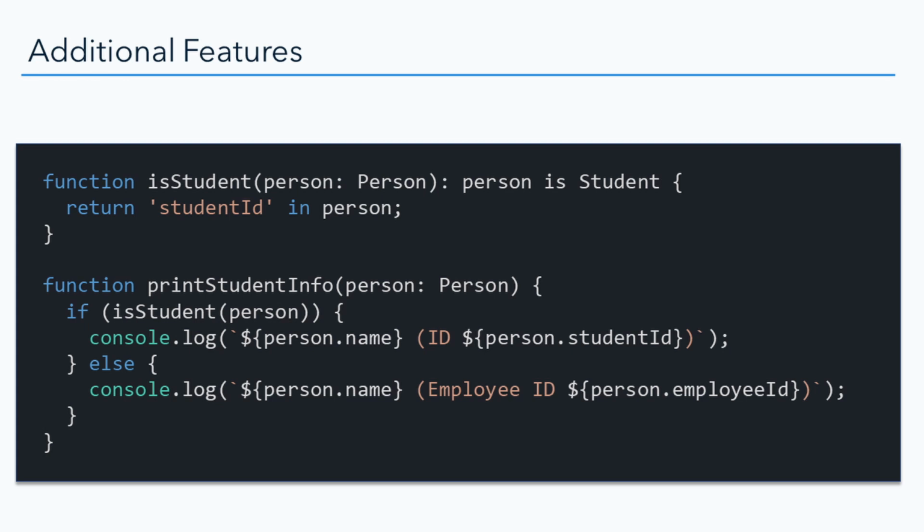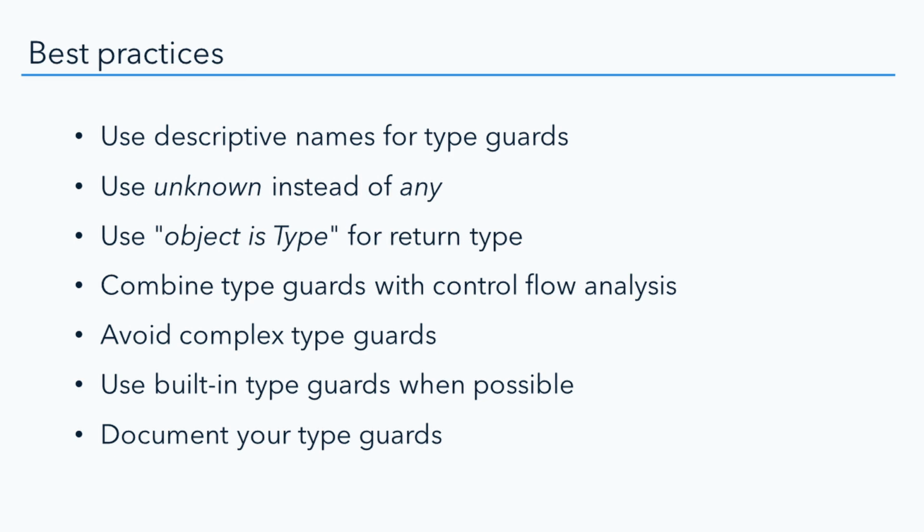This function checks if the person object has a studentId property and returns true if it does. If the person object is a student, the if block is executed and the person object is narrowed to Student, allowing you to access the studentId property without a compilation error. Otherwise, the else block is executed and the person object is narrowed to Teacher, allowing you to access the employeeId property. Here are some best practices for using user-defined type guards in TypeScript.